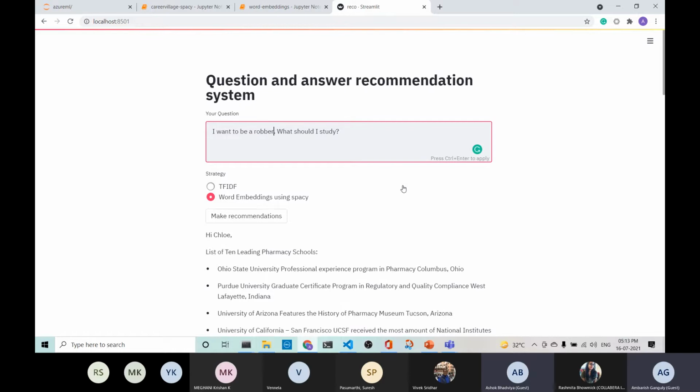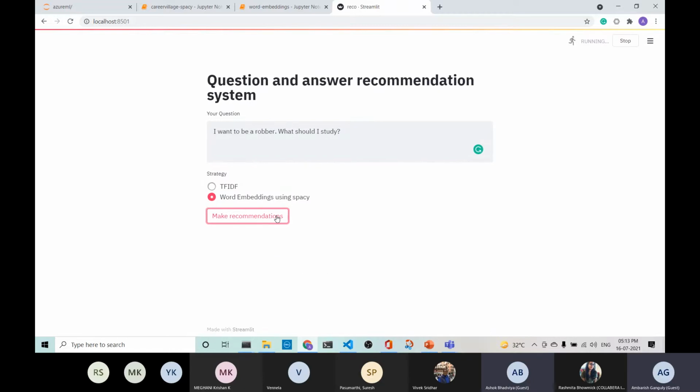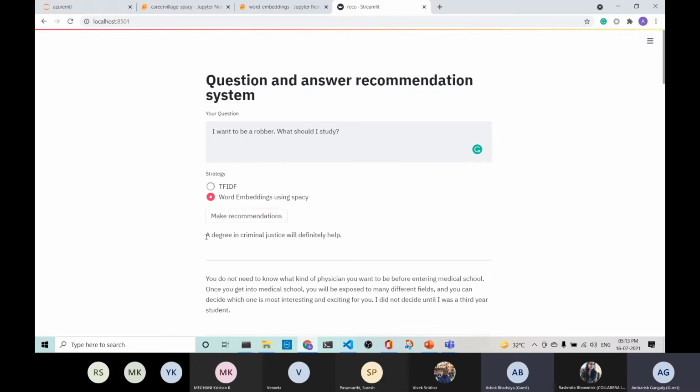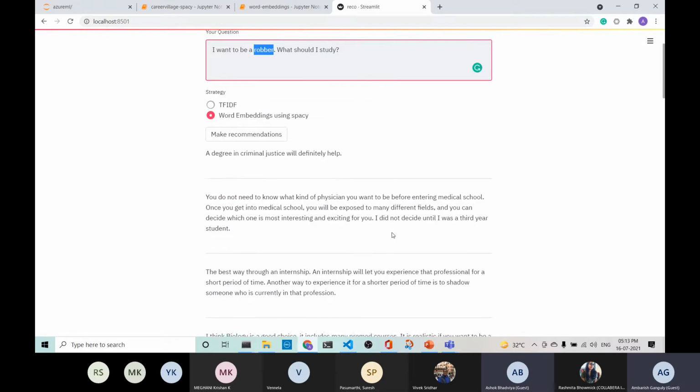Obviously there is no such question in it. Let's see how it finds. It's actually doing sentence similarity. You'll find very interesting things it is giving. I just tried this experiment. See, it is saying a degree in criminal justice will definitely help. This is just amazing, right? If you understand, robber and criminal are close together, and that's how it is doing it.